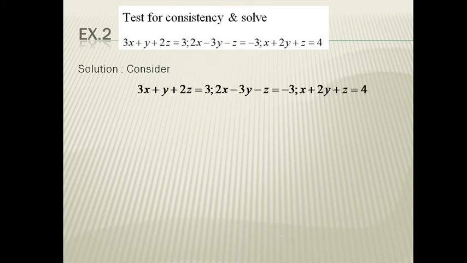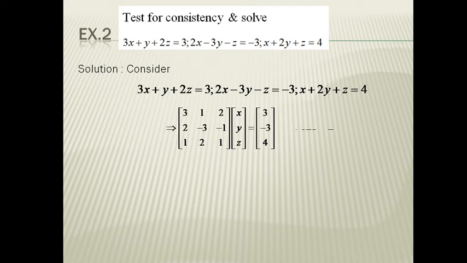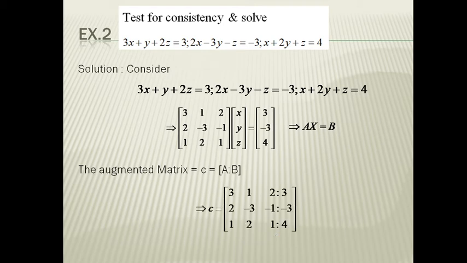Consider the given equation, then we write down this equation in matrix form, that means A x = B, and then the augmented matrix C is given by [A B]. Now this is the matrix. Now here the third row, first column has a 1, therefore we interchange R1 and R3. Then we get this.